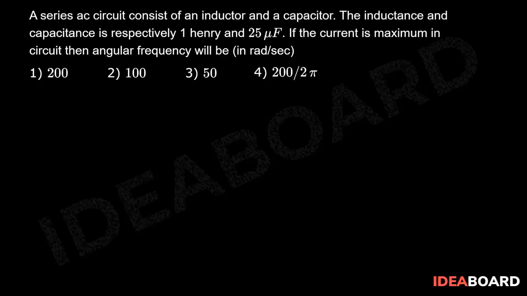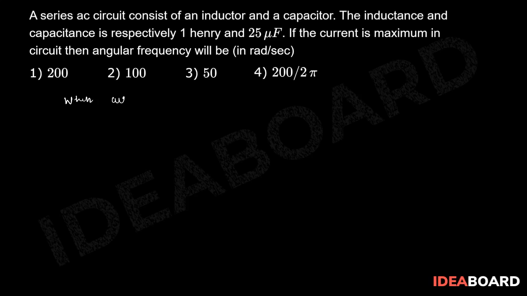A series AC circuit consists of an inductor and a capacitor. The inductance and capacitance is respectively 1 Henry and 25 microfarad. If the current is maximum in the circuit, then angular frequency will be in radian per second. Now here, first of all, you need to understand when current will be maximum.